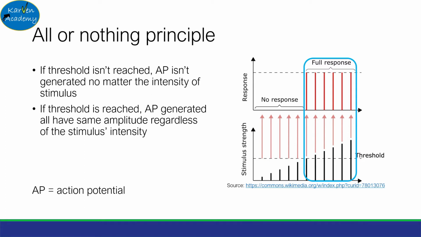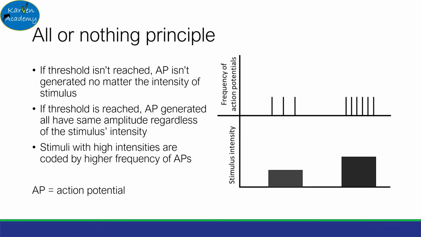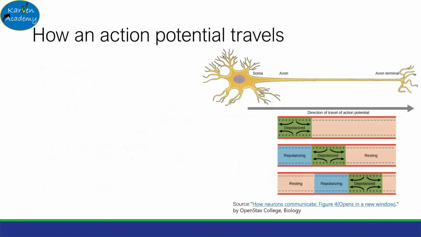However, how can we differentiate between stimuli intensities that do generate action potential? The nervous system solves this issue by increasing the frequency of action potentials, as shown in this diagram. So essentially, high intensities equal high frequency of action potentials. Now we'll move on to how an action potential travels.